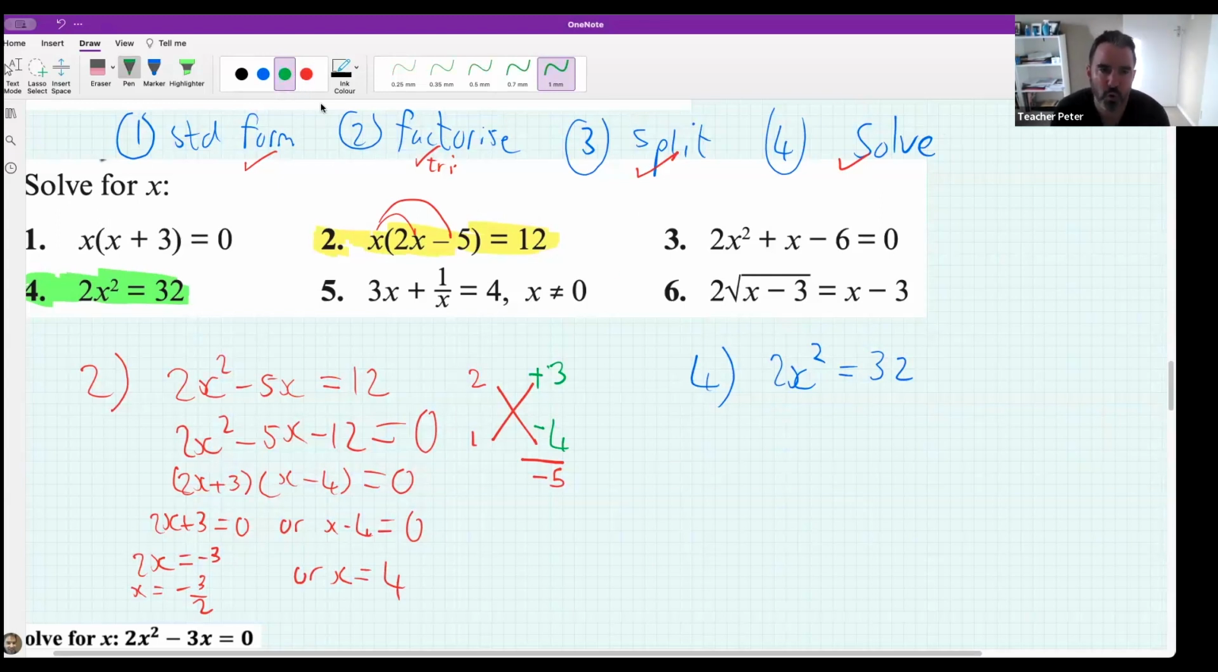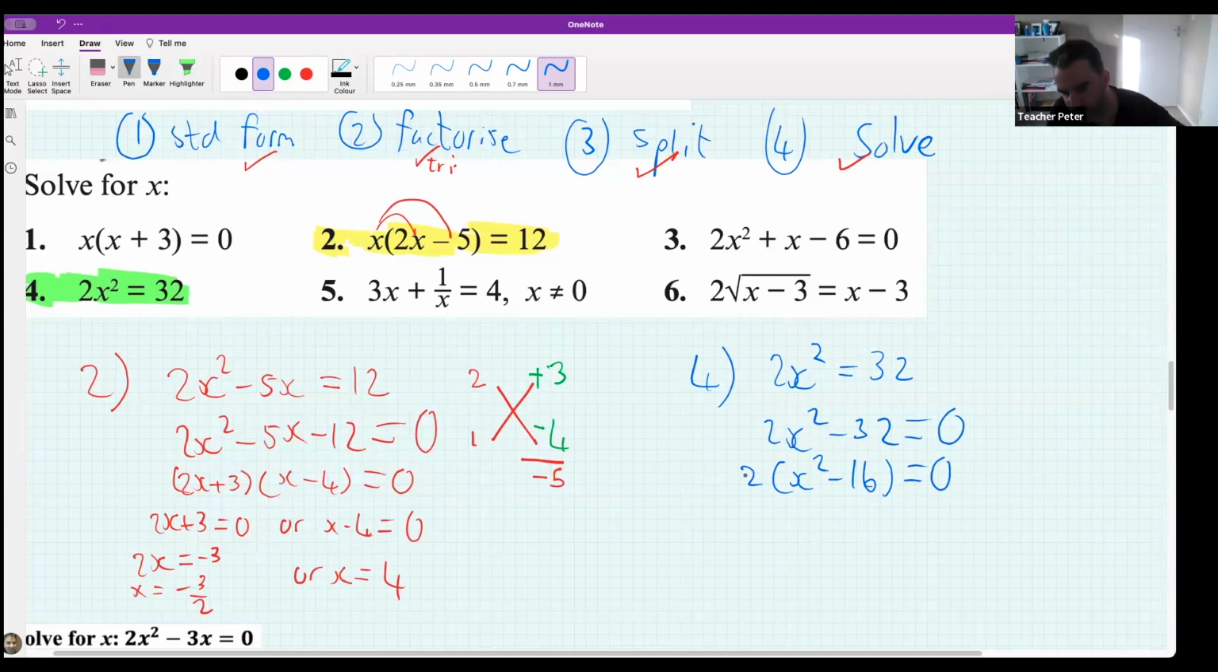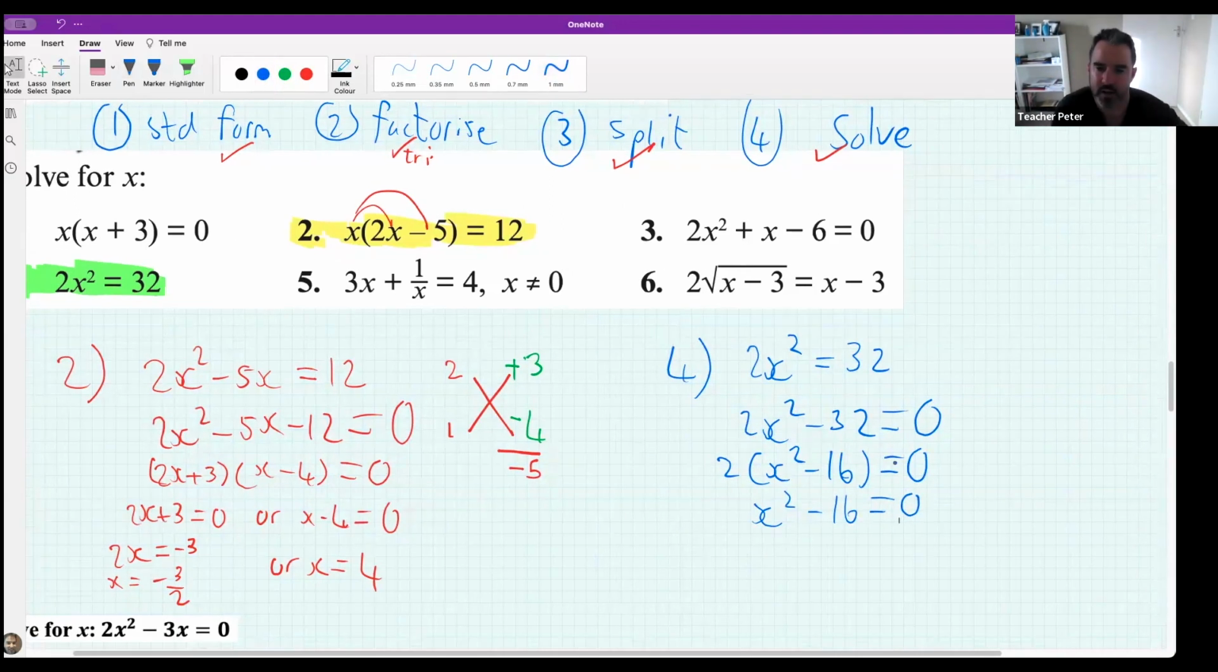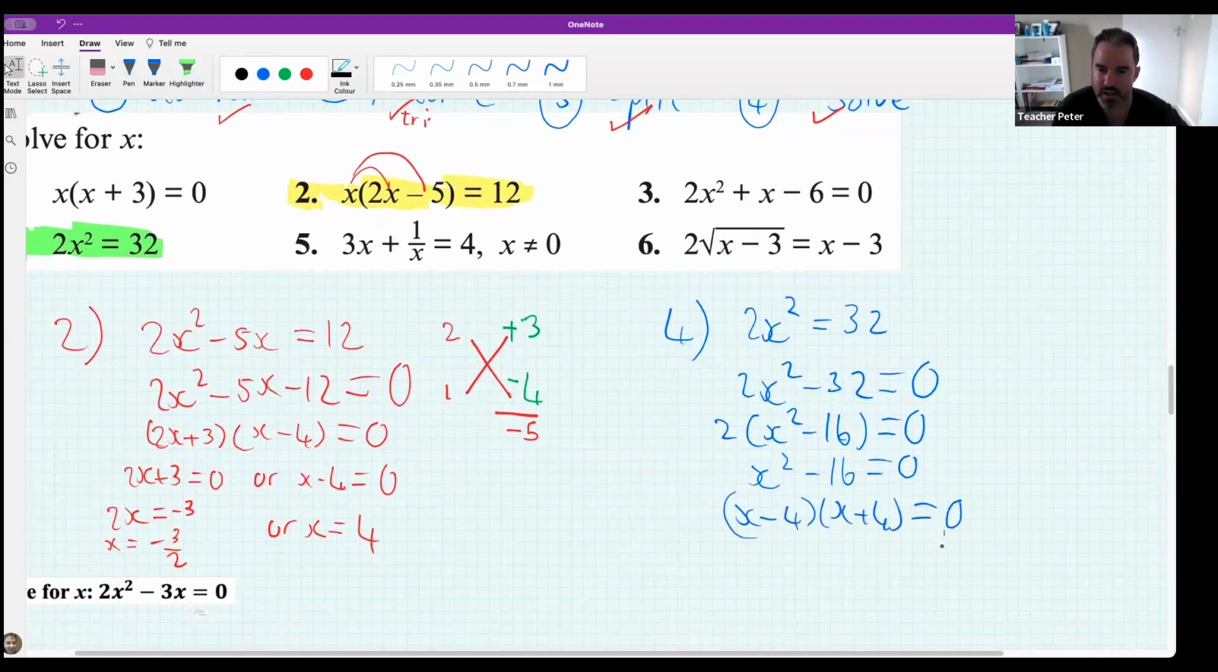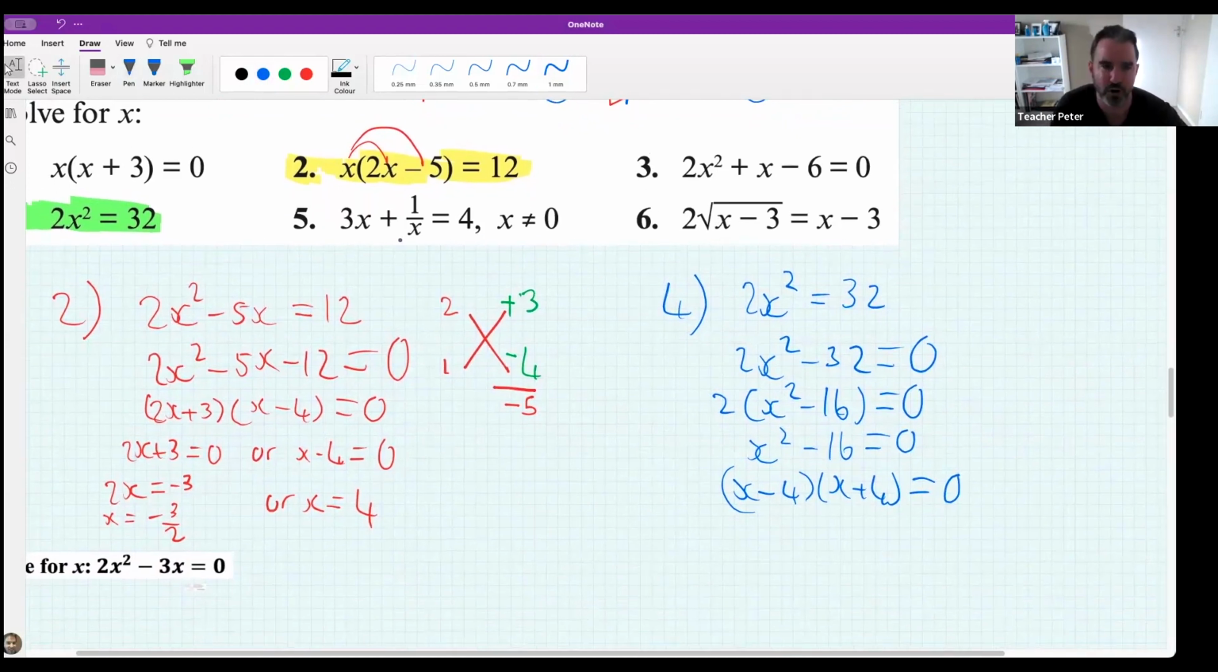And then for 4, I need to first get it into standard form. Now this 2 actually, if I've got times by 2 on one side, I can make it divide by 2 on the other side. But 0 divided by 2 is actually just going to be 0. And so actually I'm going to have to factorize a second time. So that was a bit sneaky. Give me a thumbs up if you followed what I did to get to here.